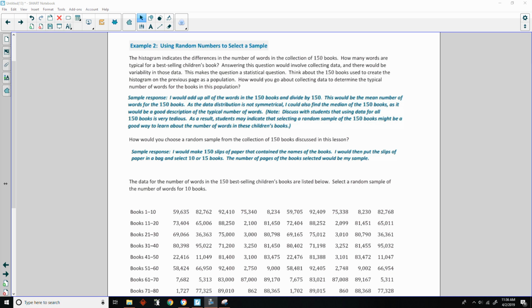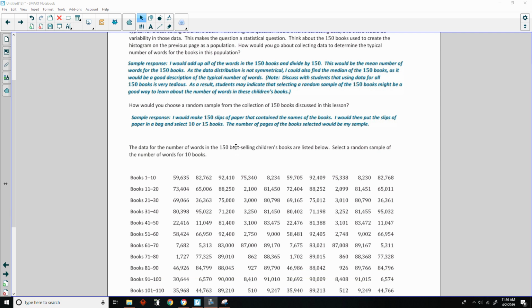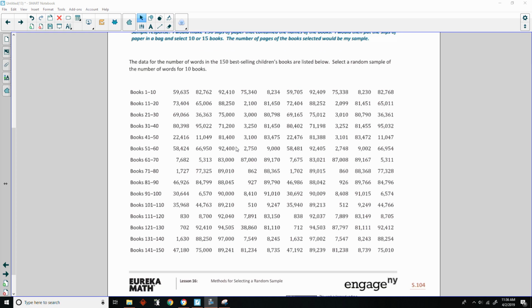The data of the number of words in the 150 best-selling children's books are listed below. Select a random sample of the number of words for 10 books. Okay, so here is one way we could do this. I could use the calculator, so let me open it.